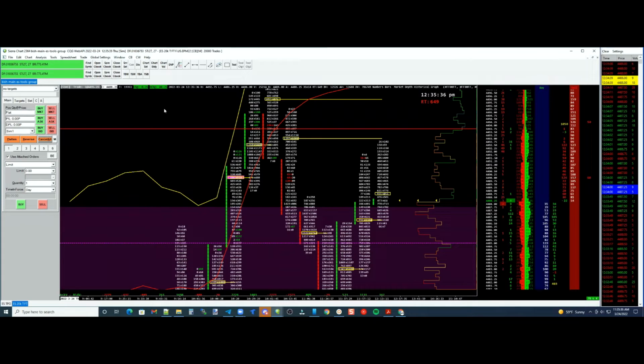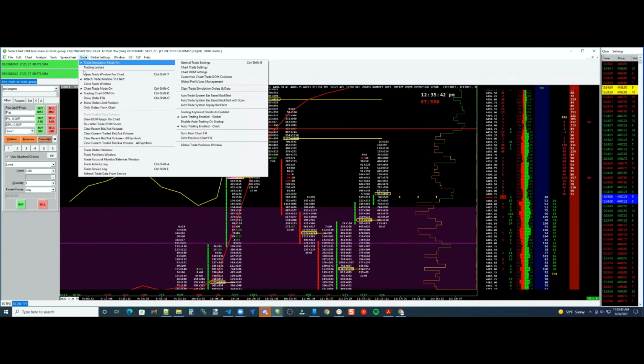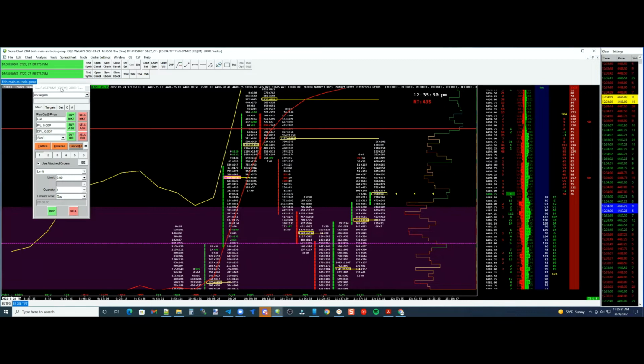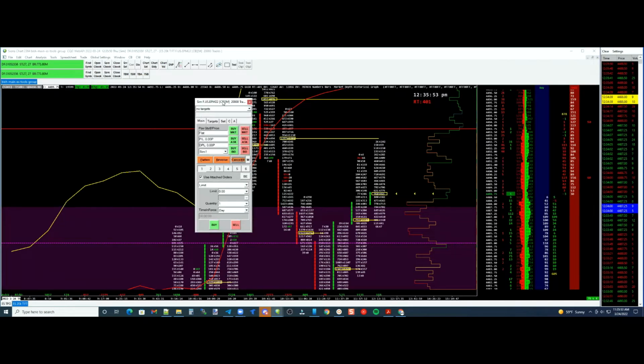So first, let's start with the trade window. This is your basic trade window. I'm going to actually let this float, so it'll be easier to pull it off the side or pull it into the center. If you just unselect attached, it'll make it float. So this is your trade window.